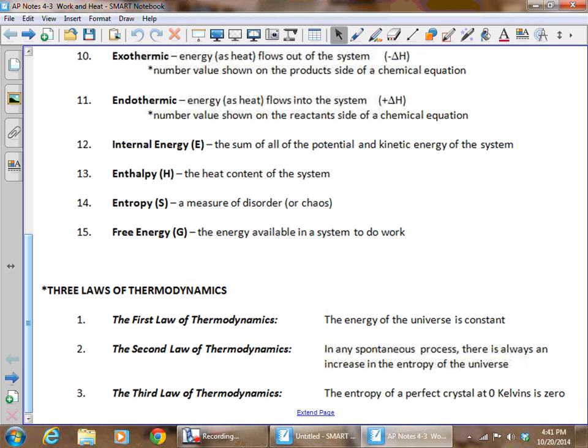The same way with the laws of thermodynamics, I just kind of wrote them down here in the notes for you to have access to them as a resource. But we'll refer back to them as we need them in later calculations and things.